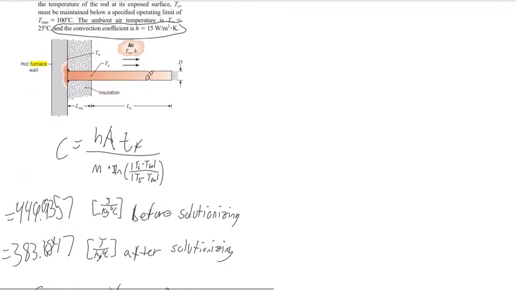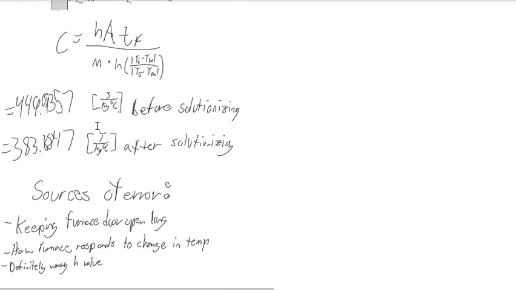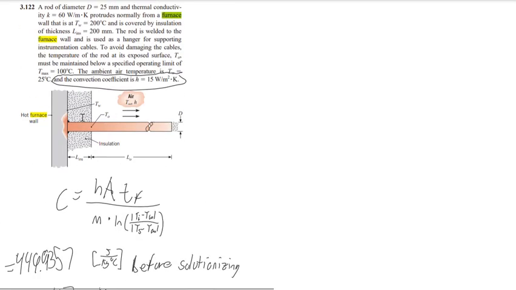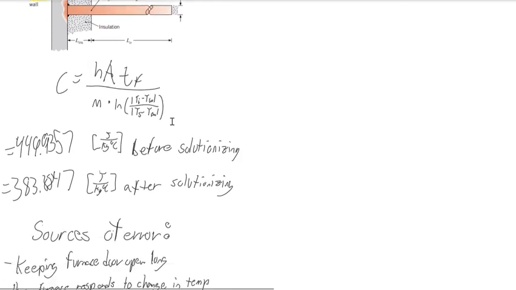And as a result, just plugging in this equation here, we got 449.9357 joules per kilogram degrees Celsius before solutionizing, and a significantly lower value after solutionizing. And these aren't numbers I agree with. They're about half of what I would expect for aluminum alloy 7050. Generally, the range is somewhere between 800 and 1,000 joules per kilogram degrees Celsius. So something's probably off, and again, it's probably just the convection heat transfer coefficient.